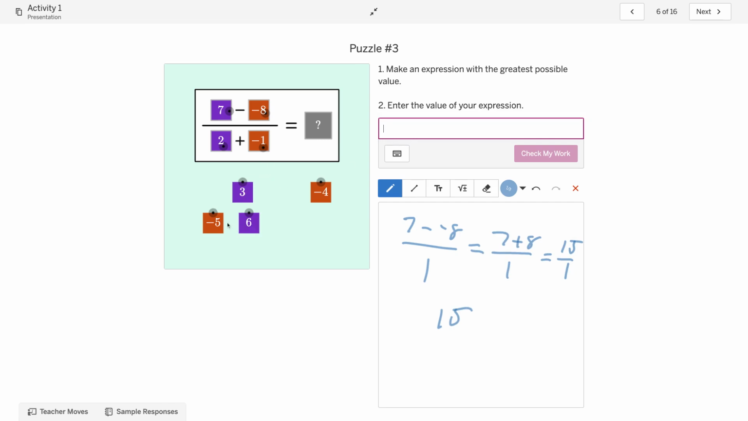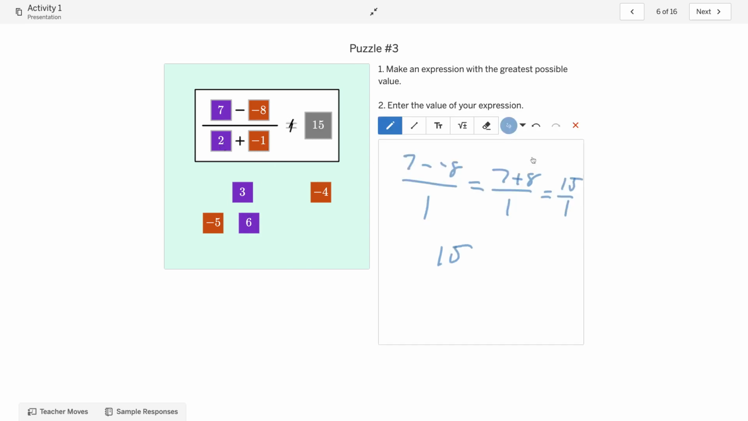I could replace it with a -5. That would give me a positive 12. But I think this is a pretty good answer I can put in. And to confirm it, I'm just going to check my work. And it's correct. Could I go larger? I mean, maybe I could have, but I think 15 is a pretty good answer for me to go with.